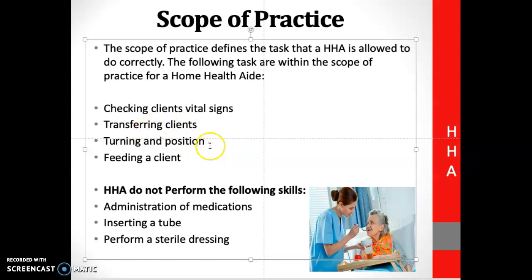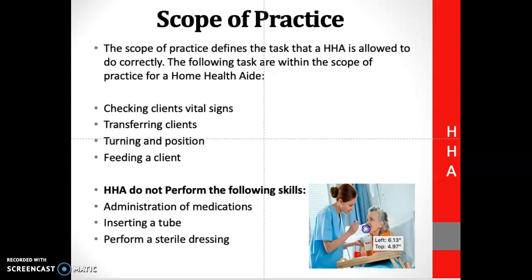Turning and positioning your bed-bound patients, who are supposed to be turned and positioned every 2 hours. Keep them dry and clean. Feeding a client, placing a patient in an upright position, as you can see with the picture. Feed them very slowly. Put a protector, a bib, a clothing protector on them. Sit at eye level, and so on and so forth.